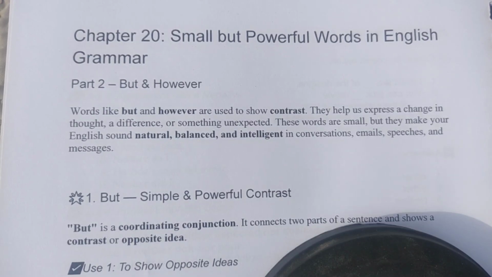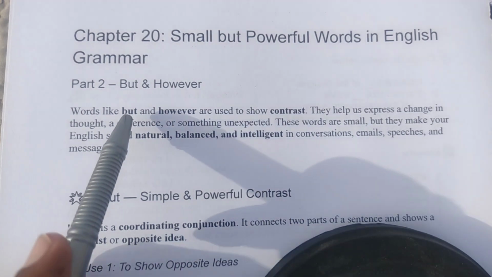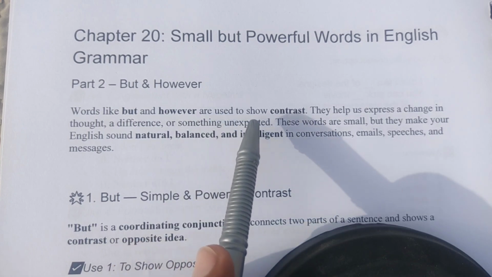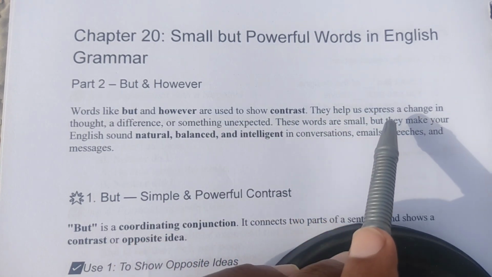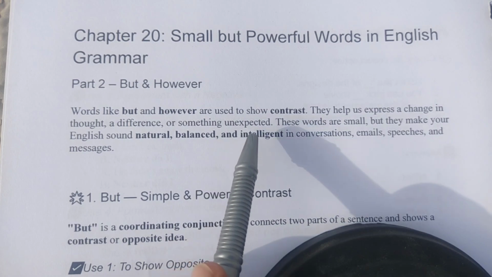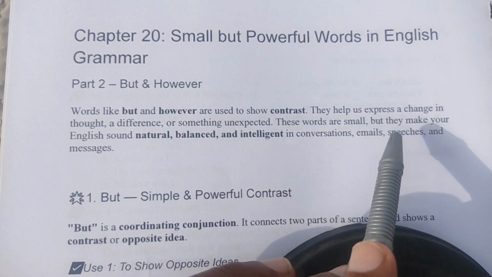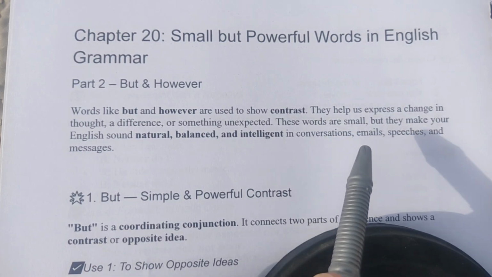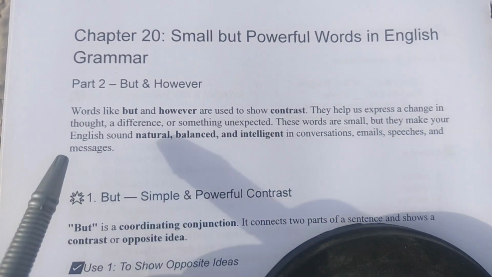Today in chapter 20 we are going to learn in English grammar the use of but and however. Words like but and however are used to show contrast. They help us express a change in thought, a difference, or something unexpected. These words are small, but they make your English sound natural, balanced, and intelligent in conversations, emails, speeches, and messages.